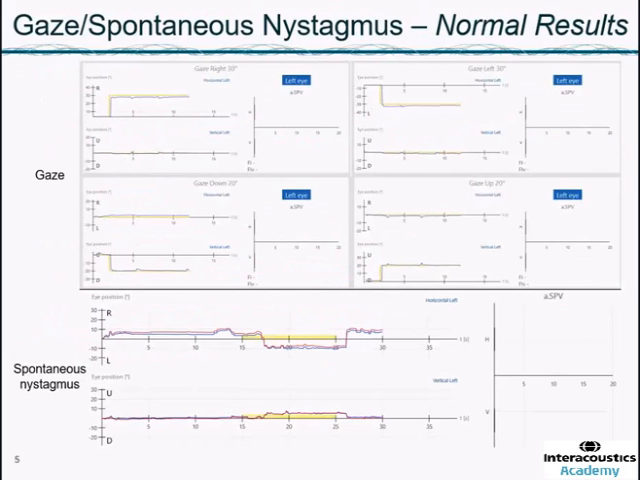When you have a normal result, as you can see in this case, you have the patient gaze to the right, gaze to the left. You might see here a few occasional bumps on the tracings.